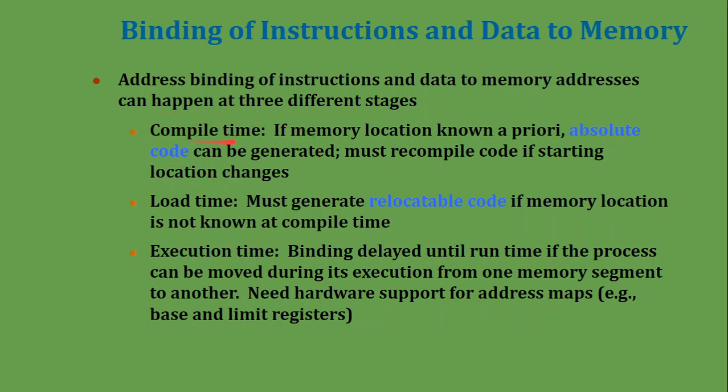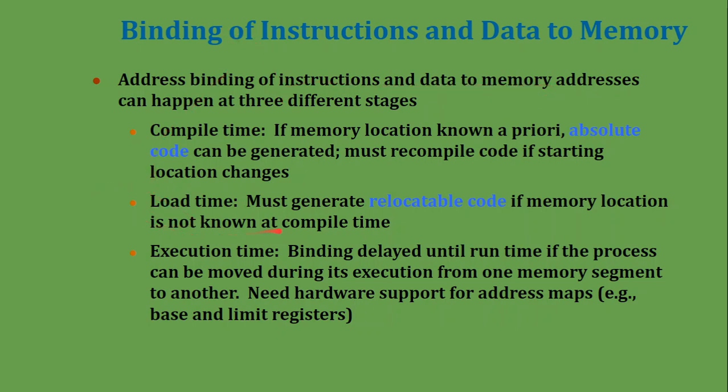In that case, what it actually does is use an absolute code generator. That means whenever you compile your source program, it will be converted into an object program, into code where the system can access it by bytes. That is the absolute code. So it must be recompiled if the starting location changes. That means if you change a value or make any corrections, you have to compile again. That is the address binding of the instruction and data to memory addresses.